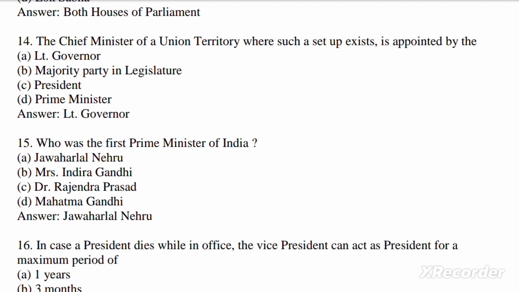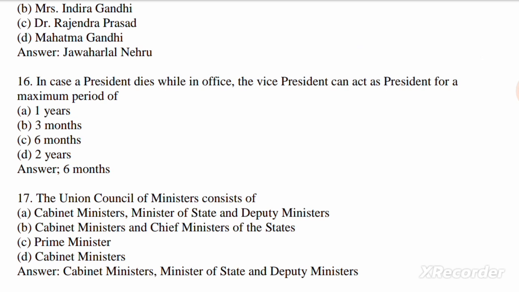15. Who was the first Prime Minister of India? Jawaharlal Nehru. 16. In case a president dies while in office, the Vice President can act as President for a maximum period of 6 months. 17. The Union Council of Ministers consists of Cabinet Ministers, Minister of State and Deputy Ministers.